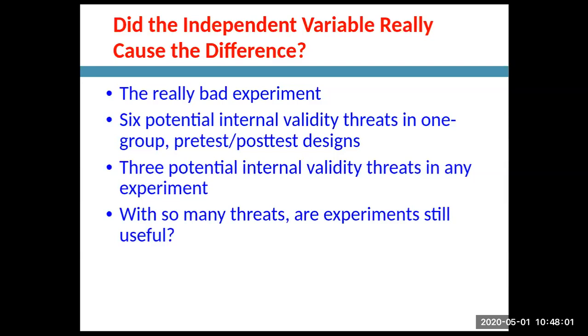So, in this case, we're going to talk about a really bad experiment and why it is. This is normally where I'd ask you guys, but since I have to be the voice of reason because I've got nobody to answer me in an empty room, I will tell you. 6 potential internal validity threats in the really bad type of experiment, which we call the one-group pre-test post-test design. 3 more potential internal validity threats in any experiment. And since we have so many types of threats to internal validity, we attempt to answer the question, or at least I do, are experiments still useful? Spoiler alert, what's the point of this class, right? So yes.